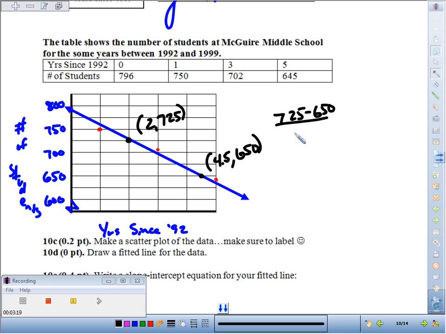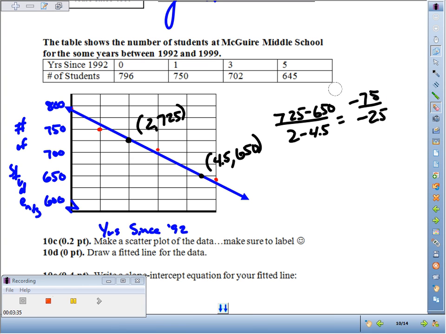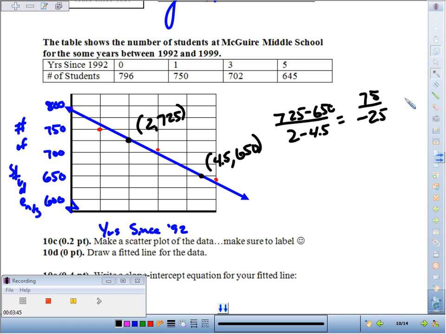So find your slope, 725 minus 650, y minus y over x minus x, 2 minus 4.5. Let's see what we get here. 725 minus 650. Oops, I'm sorry, that's a positive 75. And 2 minus 4.5, that's negative 2.5. Now, if we take 75 and we divide by negative 2.5, we find out that the slope of my line comes out to be negative 30.